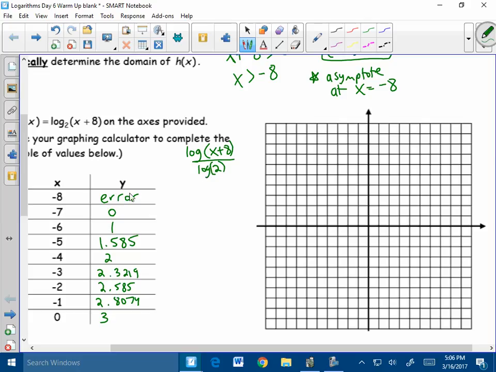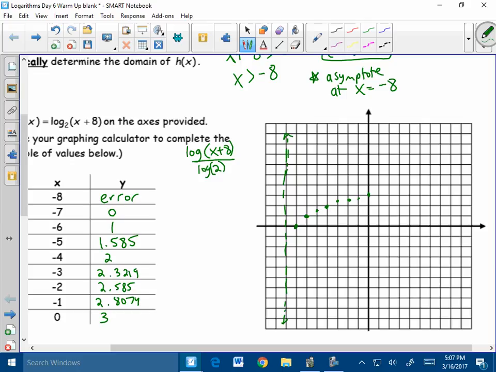This negative 8 error means that there's going to be an asymptote, 1, 2, 3, 4, 5, 6, 7, 8, over here at x equals negative 8. We can dot that in. So there's an asymptote there. Then I can plot these points: negative 7, 0, negative 6, 1, negative 5, 1.585-ish there, negative 4 and 2, negative 3, 2 and a little bit, negative 2, a little higher, getting closer to that 0, 3 there.